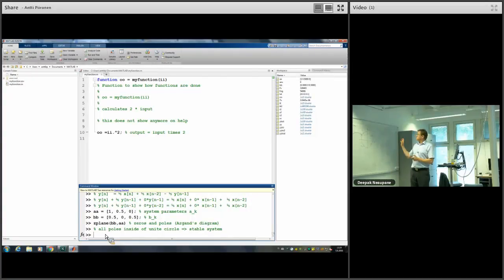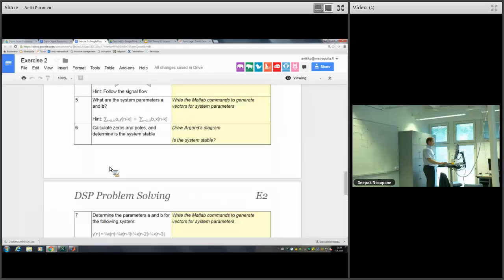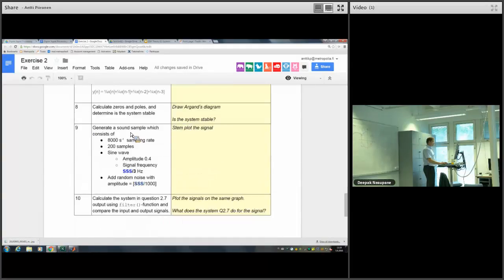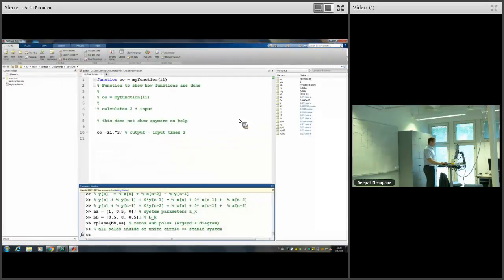Okay, and I need to take a look. What else did I ask? Calculate zeros and poles, Argand's diagram, determine this, do that. Okay.